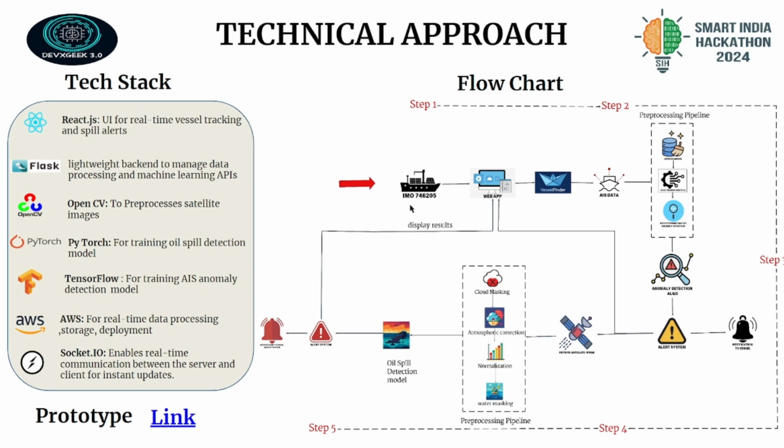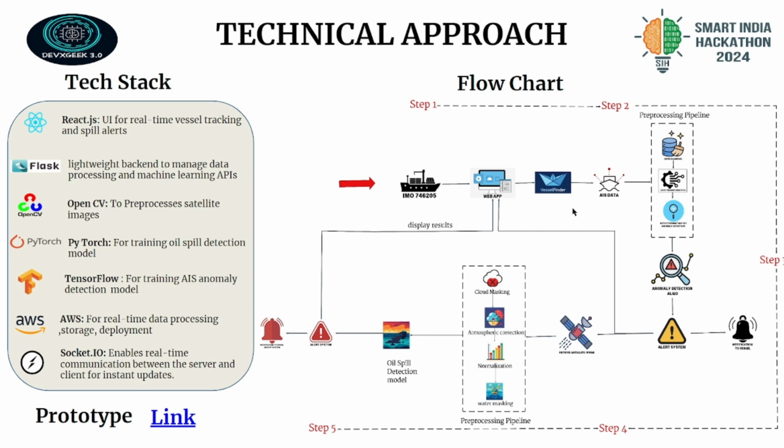Let's look at the technical approach. First, we need to enter the IMO number of the vessel. It's a unique identification number assigned to each vessel. From this IMO number, our web app retrieves AIS data programmatically from the Vessel Finder API, and then it provides the destination, current location, speed and heading, and various other details of the vessel.